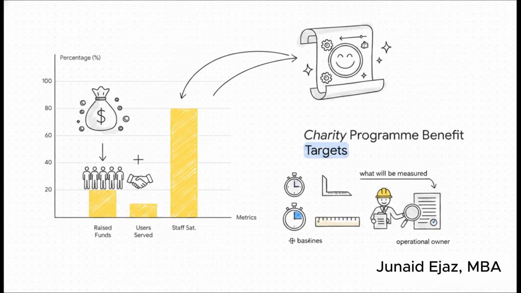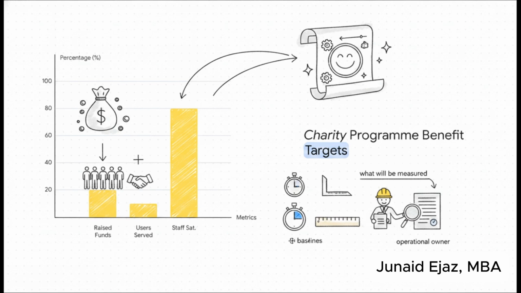Let's look at a real-world charity realignment. Imagine pulling up a dashboard where your abstract goals are actively translated into hard, trackable dials and gauges. This charity didn't just say, hey, we want to be better. No, they specifically said they wanted a 20% increase in raised funds, a 10% increase in users served, and a minimum 80% staff satisfaction rate.